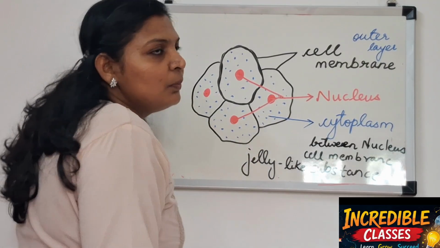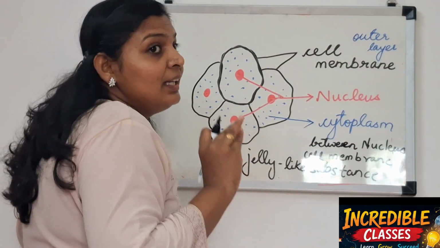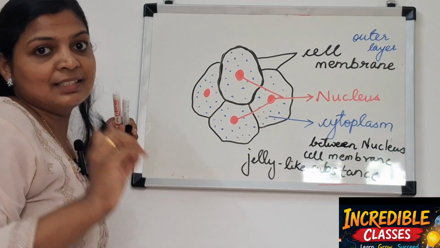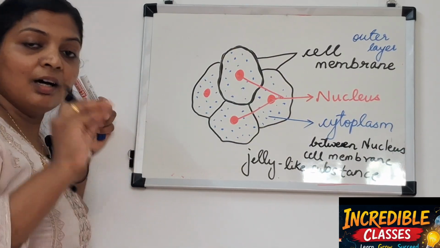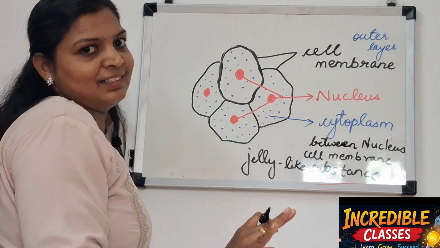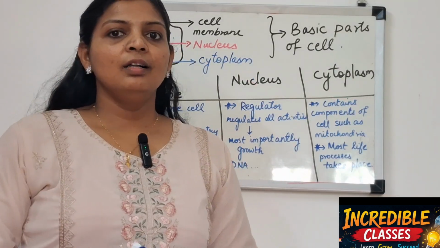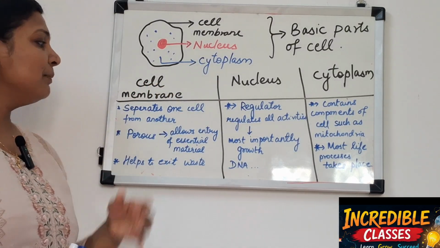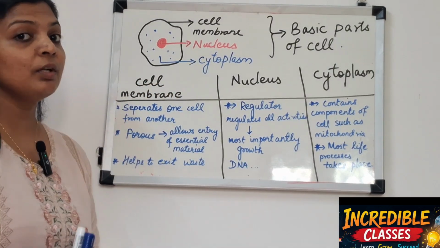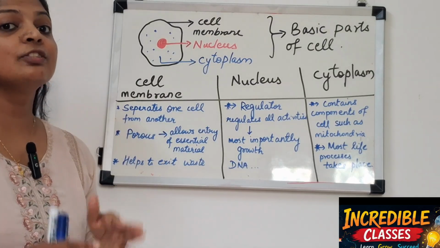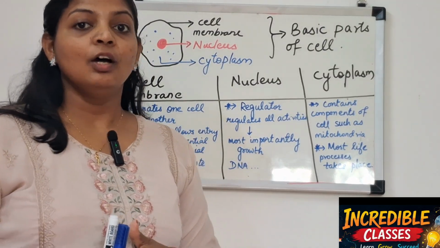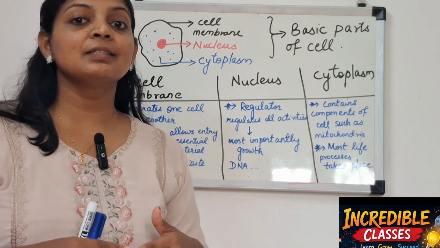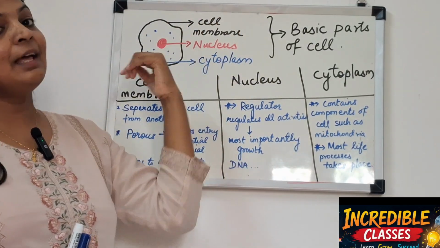So whatever cell we talk about, whether animal cell or plant cell, these three parts will be there. Clear? Now let's understand one by one. First, the cell membrane. The first and most important function of the cell membrane is to separate one cell from another. You have seen in the previous diagram I showed a group of cells and how these cells were separated by the cell membrane.